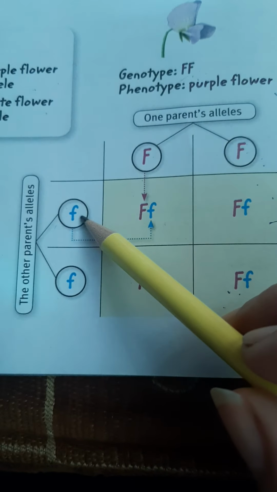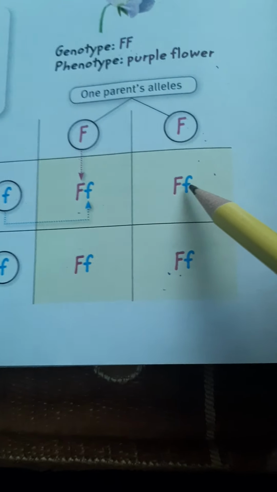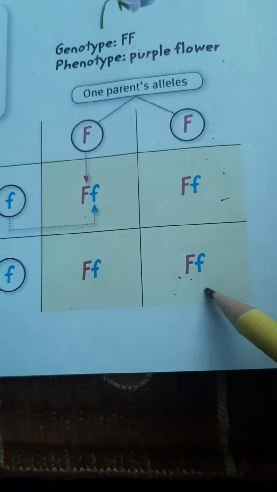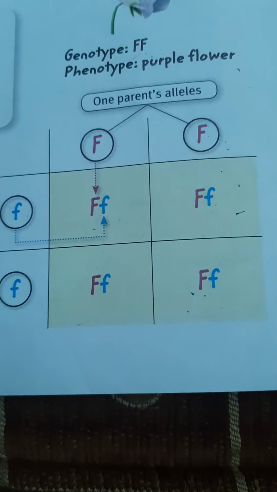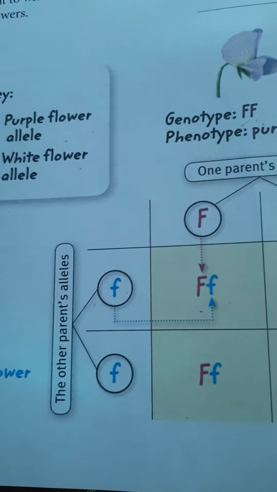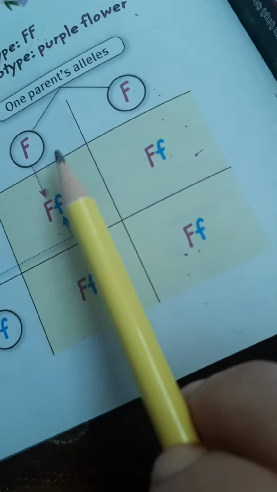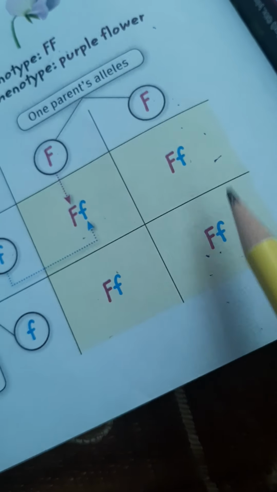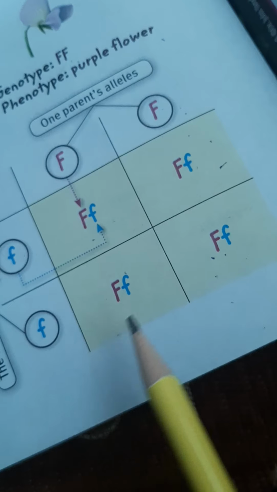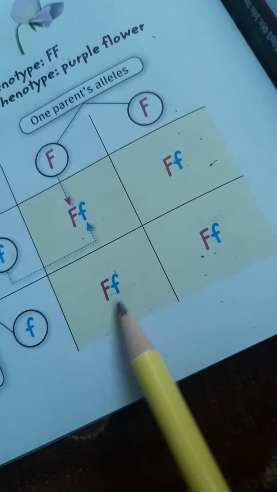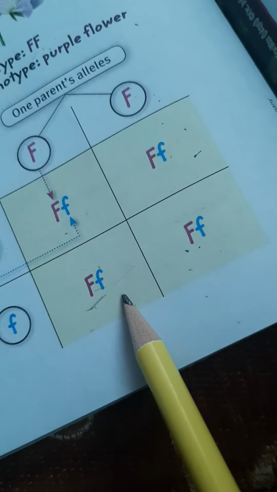The F capital with F small gives you what? F capital, F small, F capital, F small, F capital, F small, and F capital, F small, okay? So we have what? We have 4 out of 4 or 100% heterozygous, okay, because we are having the F capital and the F small. So this is what? It's heterozygous, okay?